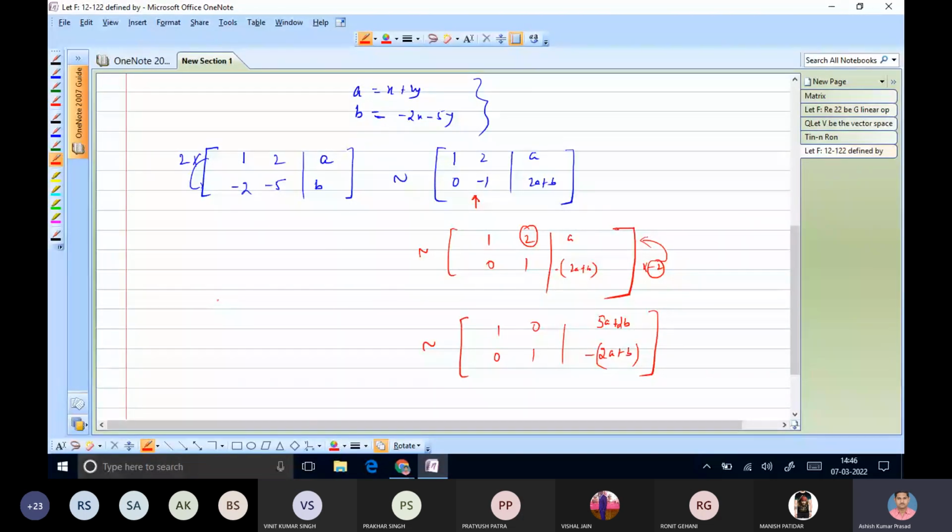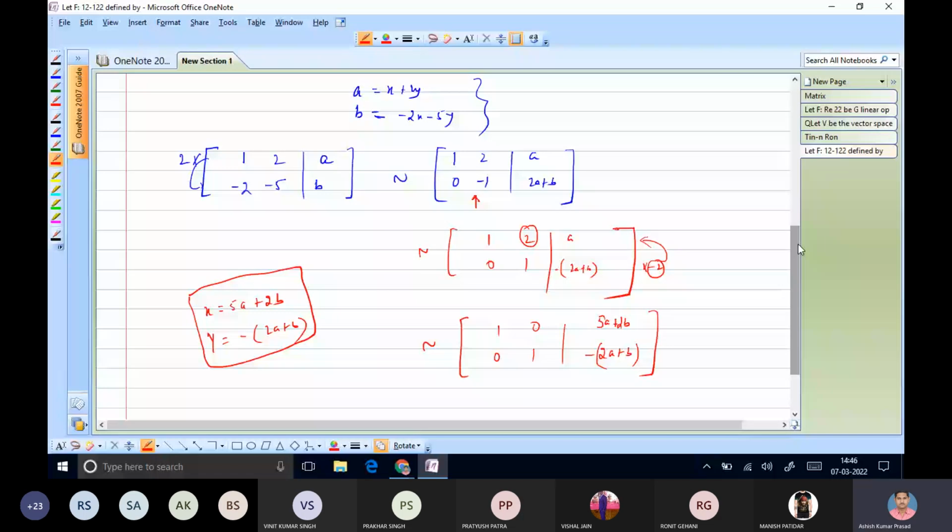So what is my X? X is 5a plus 2b. And what is my Y? Y is minus of 2a plus b, right? So see, you can find x and y in terms of a and b.